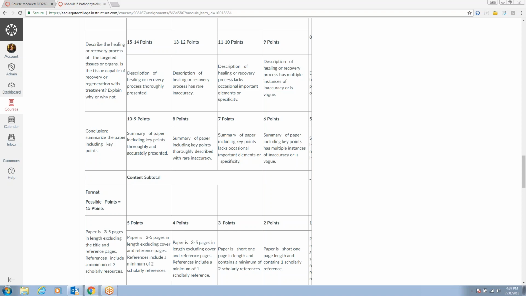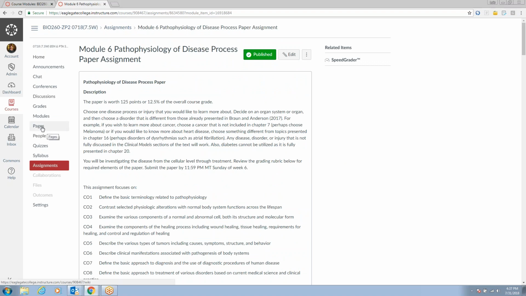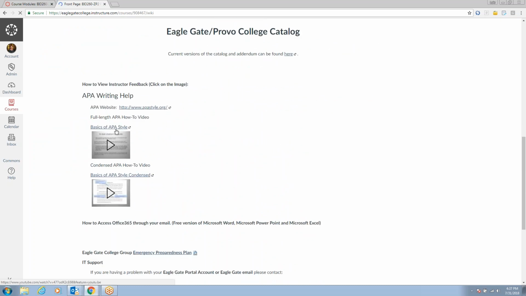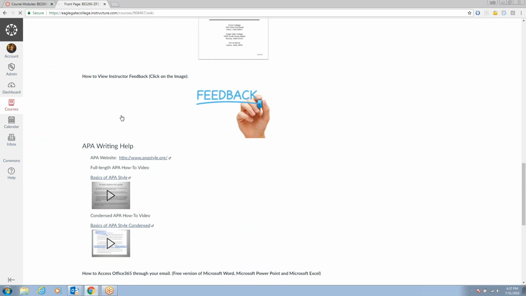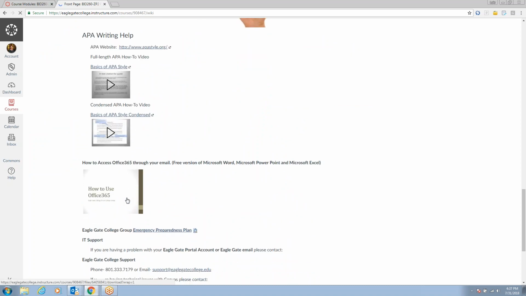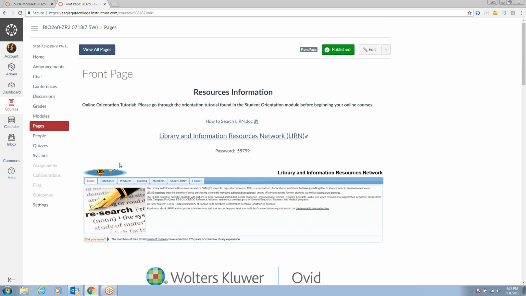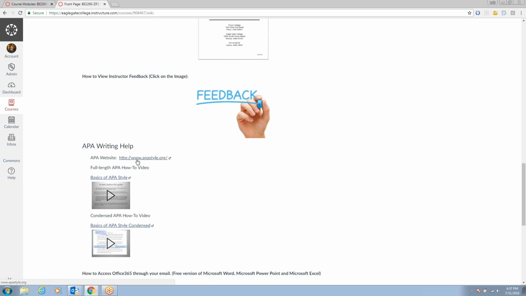Otherwise, you've got all that in the modules, the samples, you've got videos, and you have the APA style in the Pages tab. I like the APA style too, because I can go in there and just type in what I'm looking for, and it'll bring up samples for me. So here are the videos, and there's the APA. Where's the APA style? Did they move it? Oh, here it is right here.